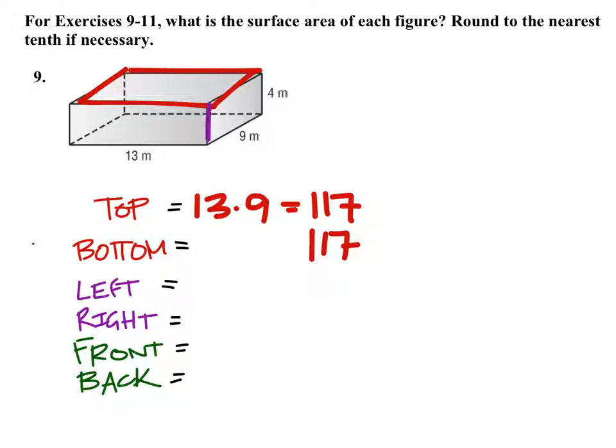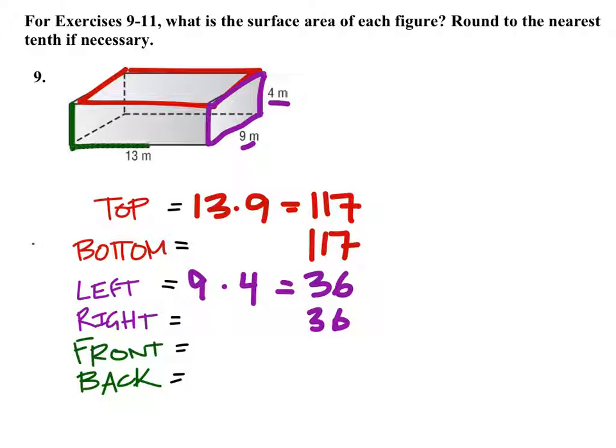Now let's look at the left and the right faces. This one here is on the right, and that we can see is a 9 by 4 rectangle, and 9 times 4 is 36 square meters. But the right face matches the left face, so these both are 36 square meters. And then finally here in the front, which will match the back face, this one is a 13 by 4 rectangle, which gives us 52 square meters. Now that's going to match the back as well.